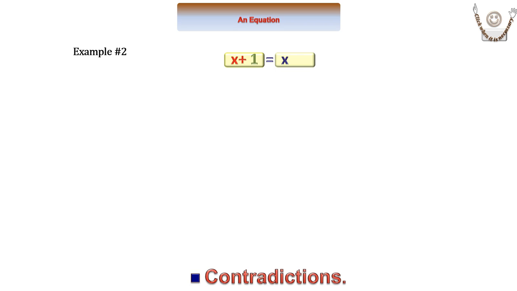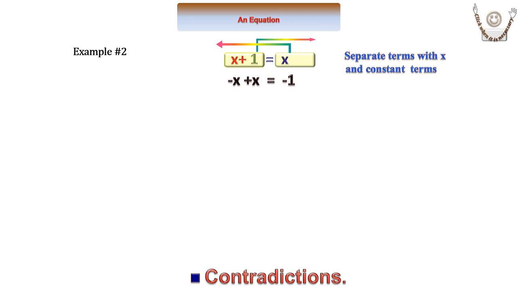If we want to solve this equation, we have to separate terms with x and constant terms. Positive 1x moving from the right to the left and positive 1 moving to the right. As a result, we will have negative 1x and positive 1x equal to negative 1. If we combine like terms, if we simplify, negative 1x and positive 1x is 0. Then we will have 0 equal negative 1, which is not true.